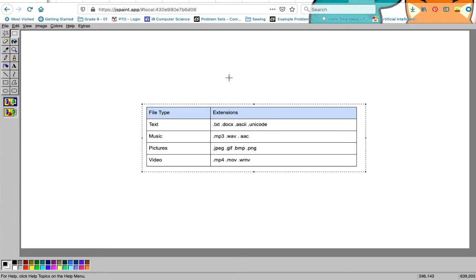So for example, TXT, ASCII and Unicode will be read by all computers, where docx will only be read by a computer that has Microsoft Word on it. MP3s can be read across all computers, but WAVs can only be read by Windows and AAC can only be read by Apple. We have pictures.